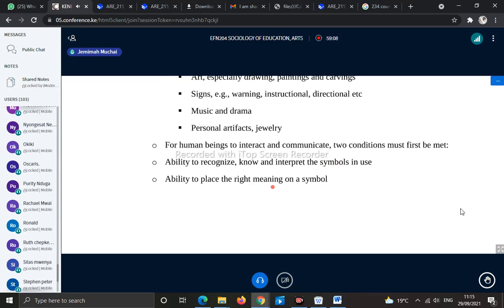So first of all, you know this, I'm using English. So you recognize Madam Muchai is using English. I know the words that she's using. I can interpret those ones. Then you place the right meaning to what I am saying.